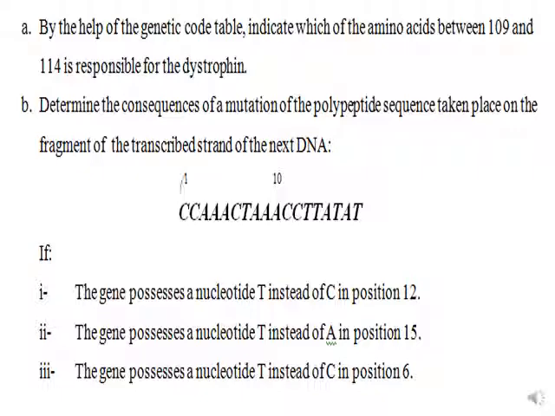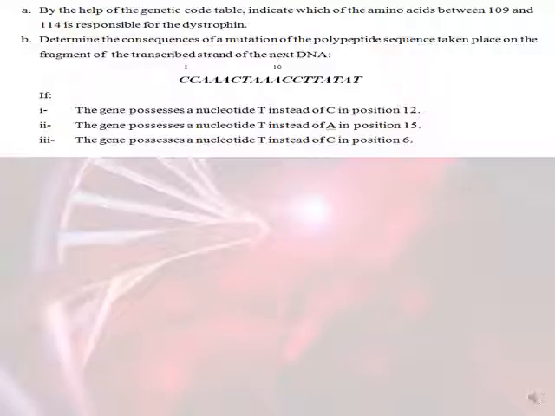Here they mention the number of the nucleotides. So number 1 for the first nucleotide, then 2, 3, 4, 5, 6, 7, 8, 9, 10, 11, 12, and so on. So let's start with the first part. Let's write the complementary strand since this is the transcribed, so it's the non-coding. So what I have to do is to make it complementary.